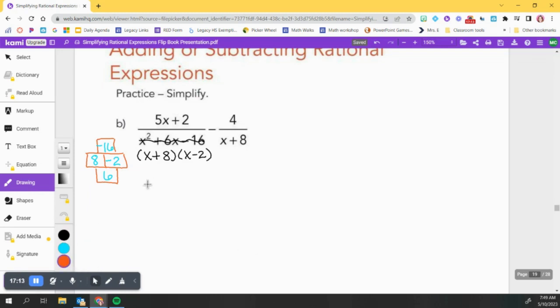So now let's get the LCD, the least common denominator. Take one of every factor from the denominators. We have an x plus 8. We have an x minus 2. We already had an x plus 8, so I'm not going to take another one. So my LCD for this would be x plus 8, x minus 2. So we are subtracting these two fractions. I'm going to write my LCD here, x plus 8, x minus 2.